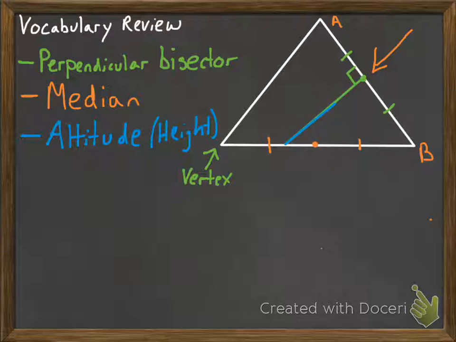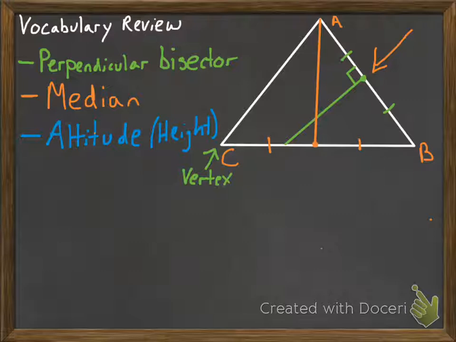This line tells me that it's perpendicular, and then the 2 dashes on both sides tell me that it's a bisector. Okay, so moving along, now we'll do a median. A median connects the vertex to the midpoint of the other side, so I have that drawn in orange. That is a median, vertex to midpoint.